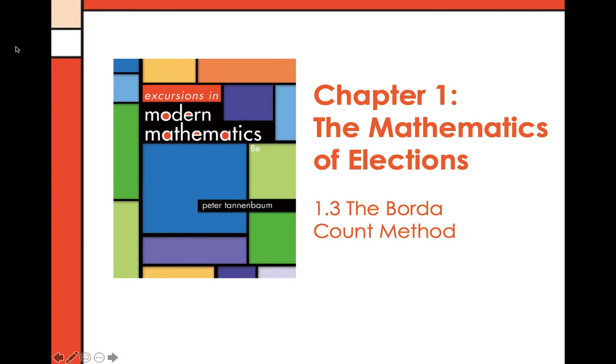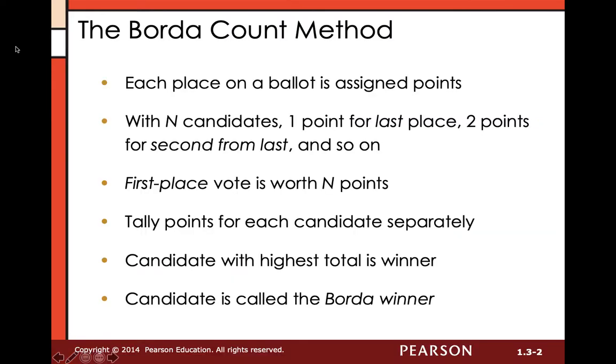I believe we just left off with talking about the plurality method, and so our next method for deciding elections is what's called the Borda count method. It's probably one that you're somewhat familiar with. Basically, each place on the ballot is assigned points. If you have n candidates, then last place gets 1 point, second to last gets 2 points, and so on, all the way up to first place getting n points.